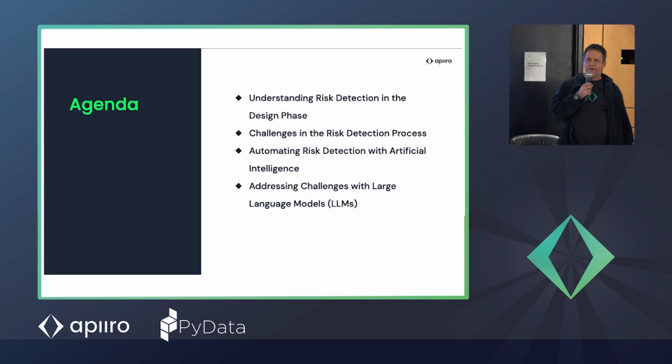So what's the agenda? First of all, I'm going to tell you what risk detection in the design phase is so that you can follow the talk. Then I'll tell you the challenges of this task. And after that, I'm going to tell you how we try to solve it using LLMs, and also I'm going to talk about the challenges we have when deploying LLMs and how we solve those issues.